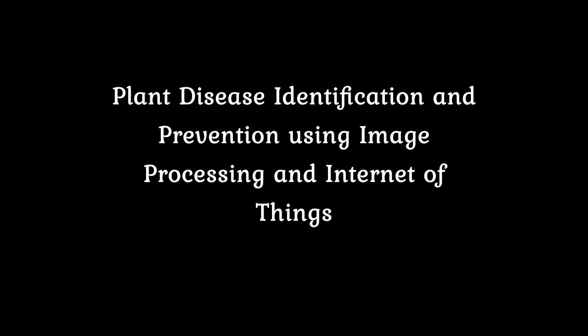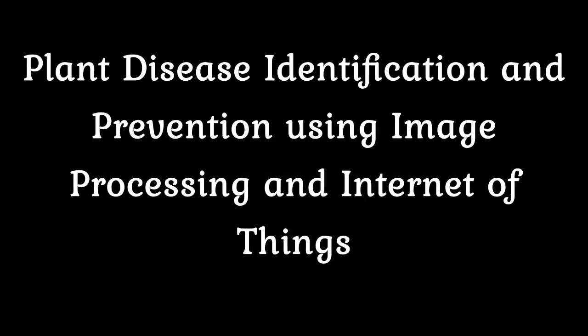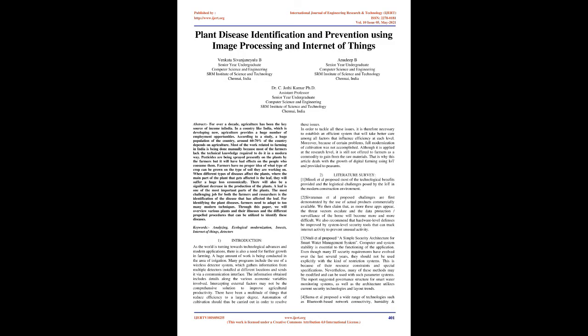Plant disease identification and prevention using image processing and Internet of Things. Abstract. For over a decade, agriculture has been the key source of income in India. In a country like India, which is developing now, agriculture provides a huge number of employment opportunities.